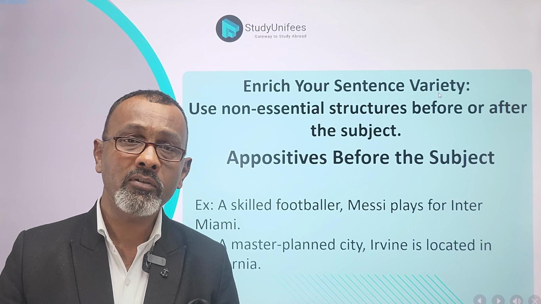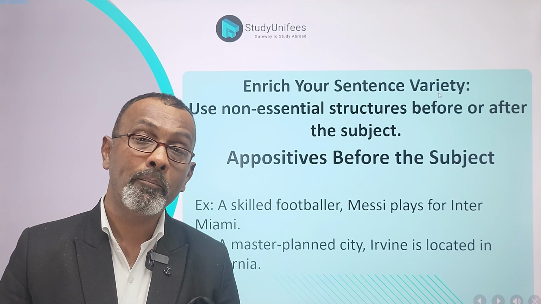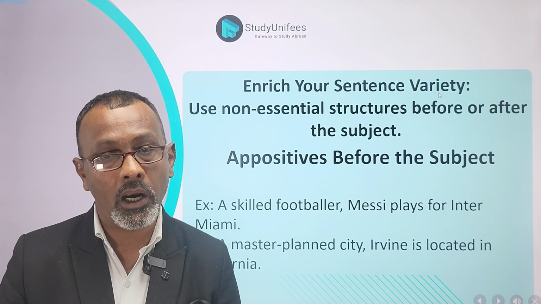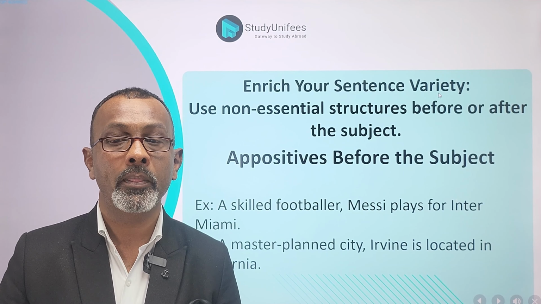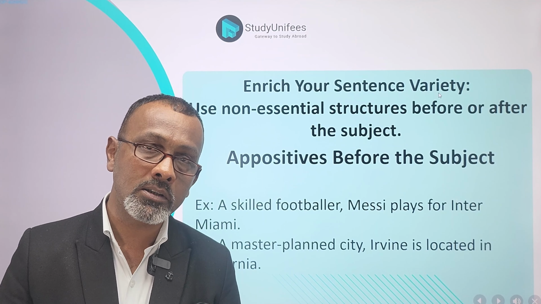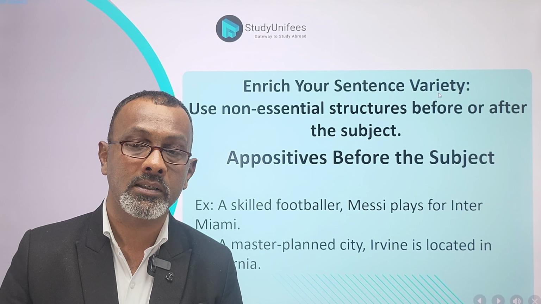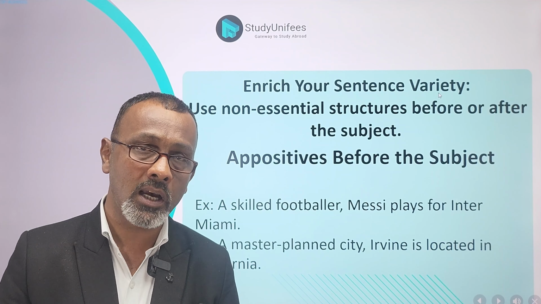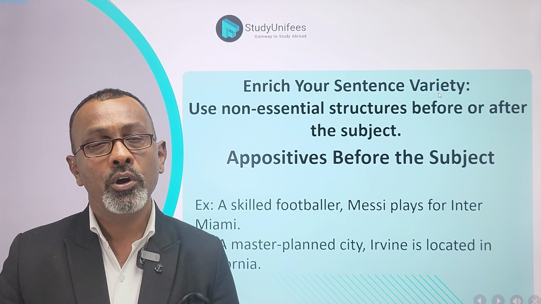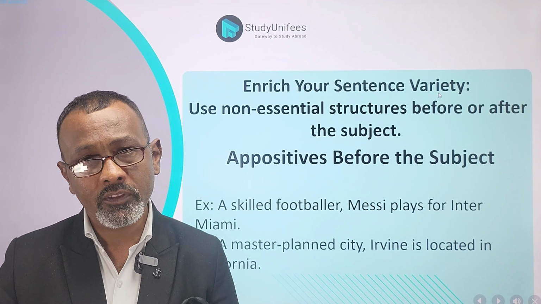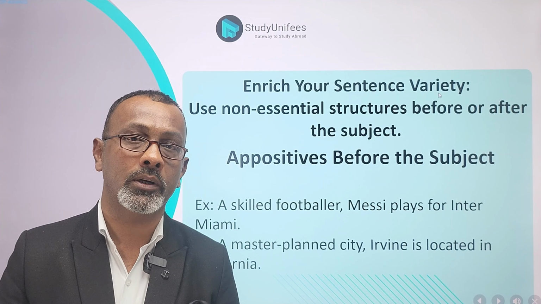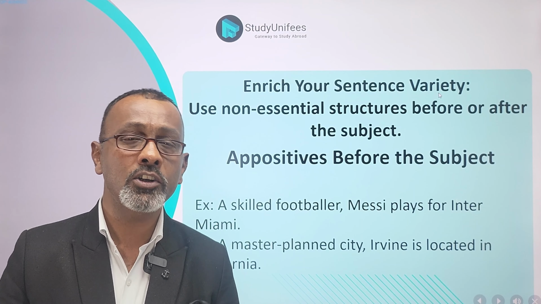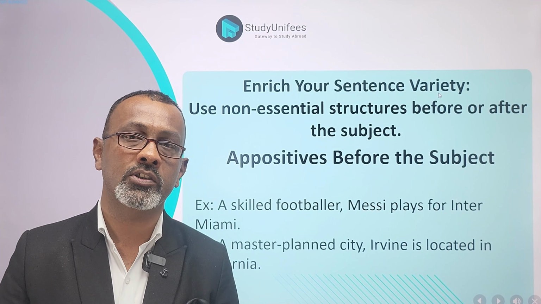So, appositives have a second location, that is, before the subject, but separated from the SVO, the subject verb object, by a comma. Look at the second example. Irvine is described as a master plan city. The main clause here is Irvine is located in California. A master plan city basically describes the subject, Irvine. So, use appositives before or after the subject. Be careful with your punctuation. Add these appositives to your range of writing skills to demonstrate that you're comfortable with using such non-essential structures.